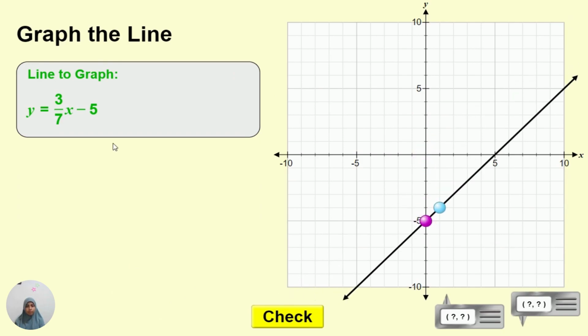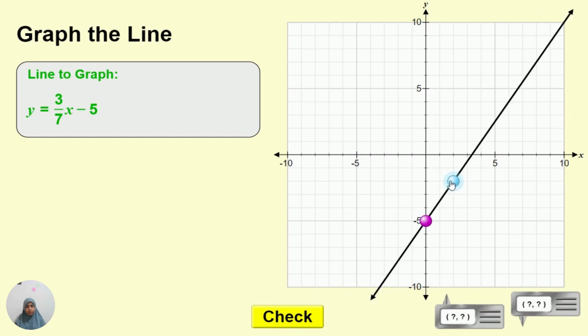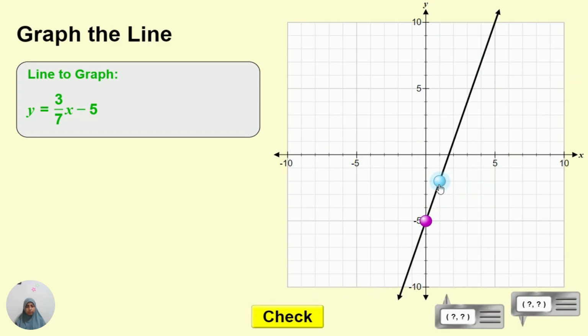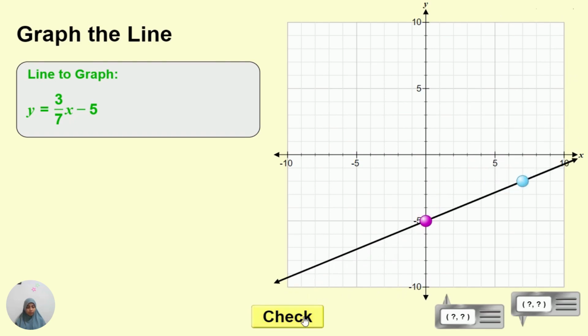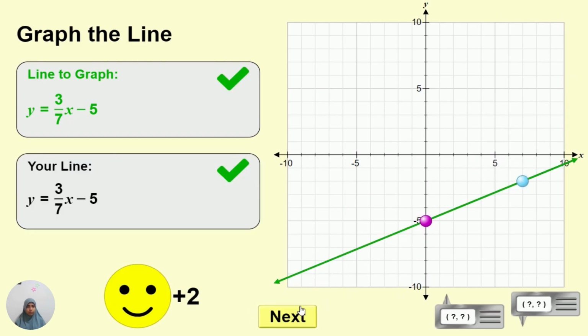Since the gradient is positive, the line is increasing. Remember that this is decreasing, this is increasing. So a rise of 3, so 1, 2, 3. Our point is going to go along this line. A run of 7, so hopefully this is the answer. Check, and correct.